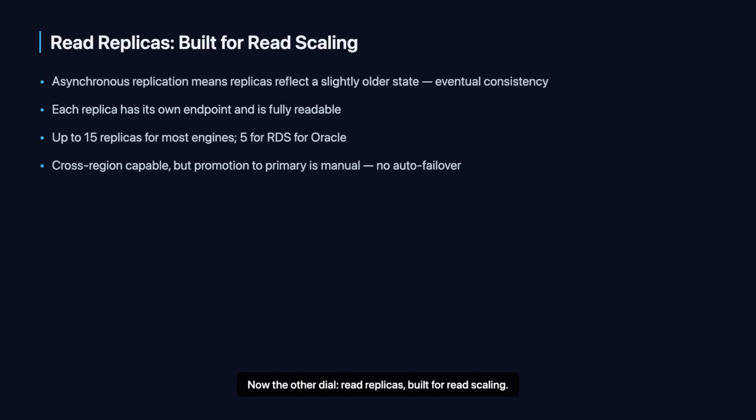Now the other dial, read replicas, built for read scaling. Replication here is asynchronous, which means a replica reflects a slightly older state of the data, eventual consistency. Each replica has its own endpoint, and every one of them is fully readable. You can run up to 15 replicas for most engines, though RDS for Oracle caps at 5. They can even sit in another region.